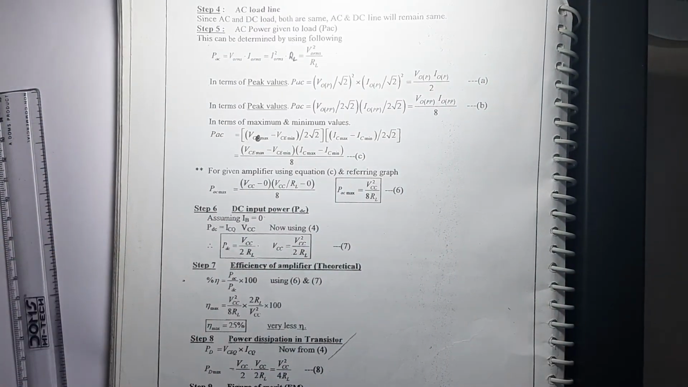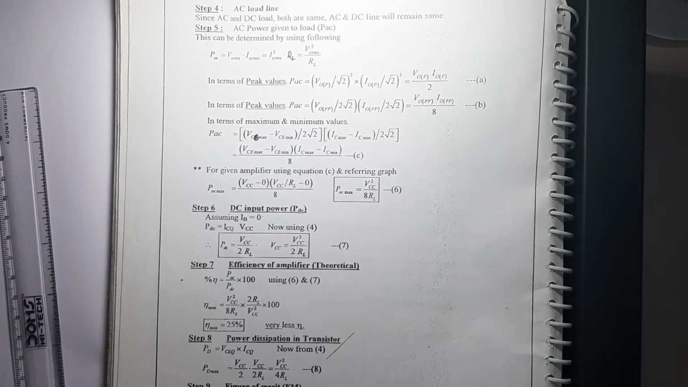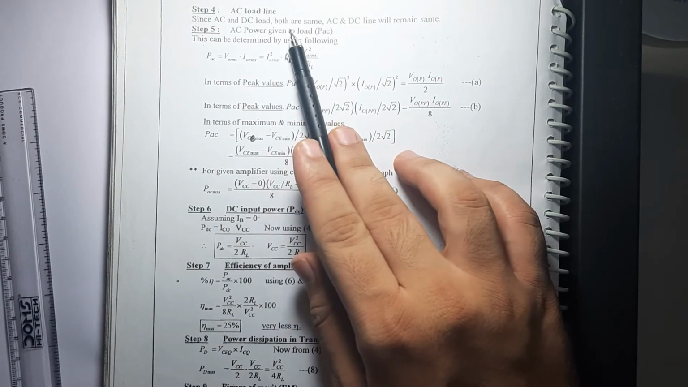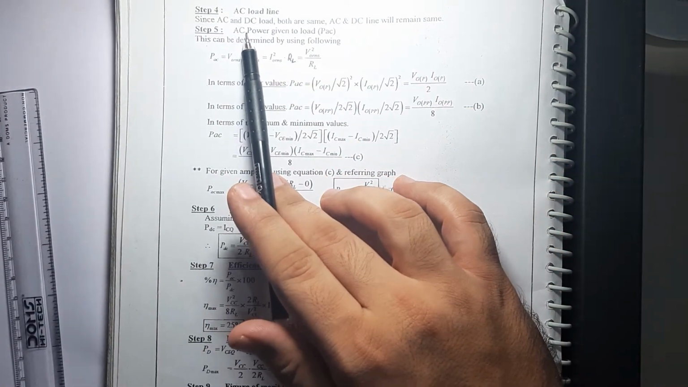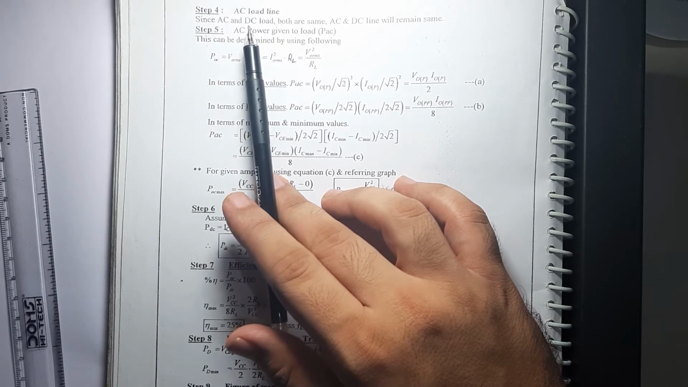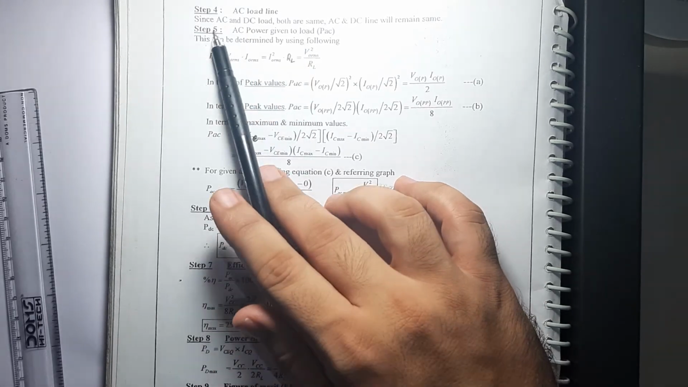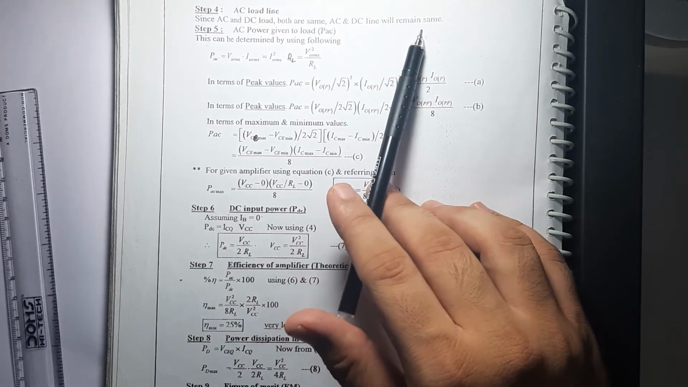Now over here we have the further steps. Now the further step number 4 is your AC load line. Since AC and DC load both are the same, your AC and DC load line will remain the same. In your diagram you didn't have a different RL. Your RL was working for both AC and DC conditions. Hence your AC and DC load were both the same, so your AC and DC load line will remain the same.